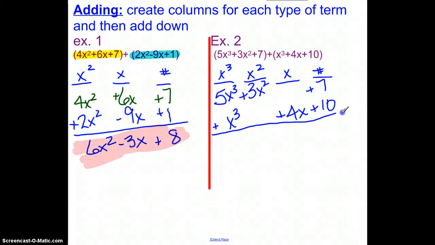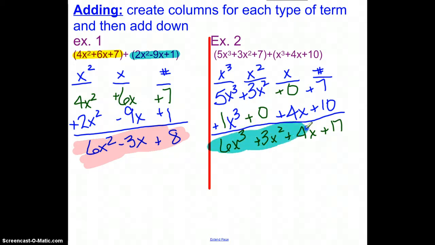So I'm going to draw a line here. Now, a couple things I should probably add in. 1's in this spot, and I would also add 0's here, just because there's nothing there, just to give you a good visual reminder. So this is going to be 6x cubed, plus 3x squared, plus 4x, plus 17. And this is going to be our final answer.